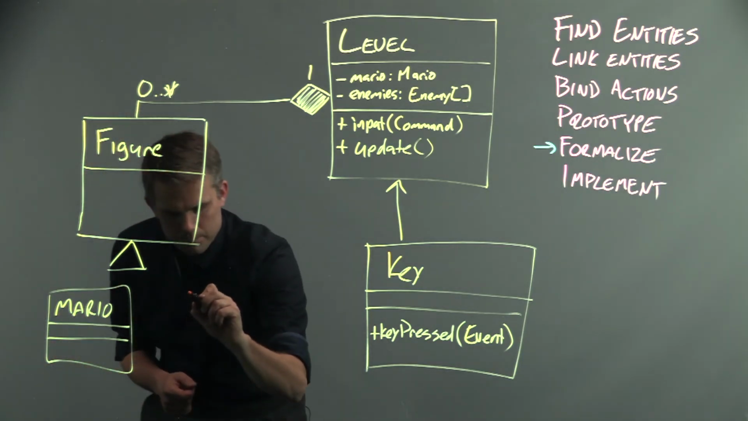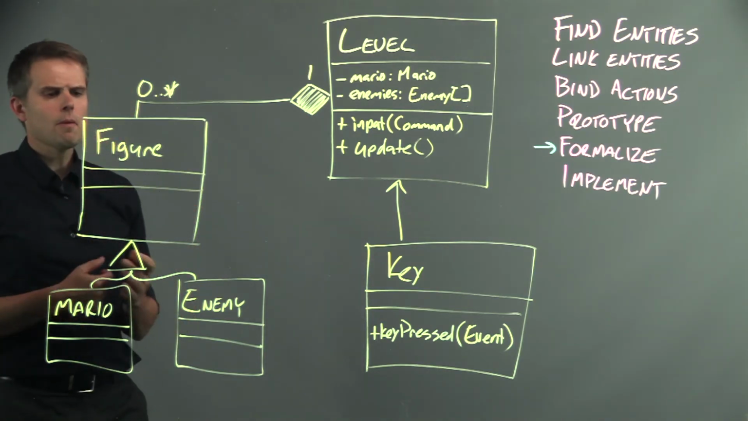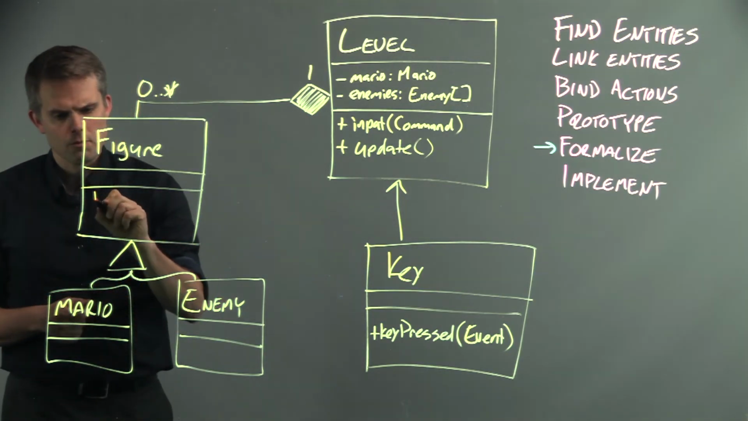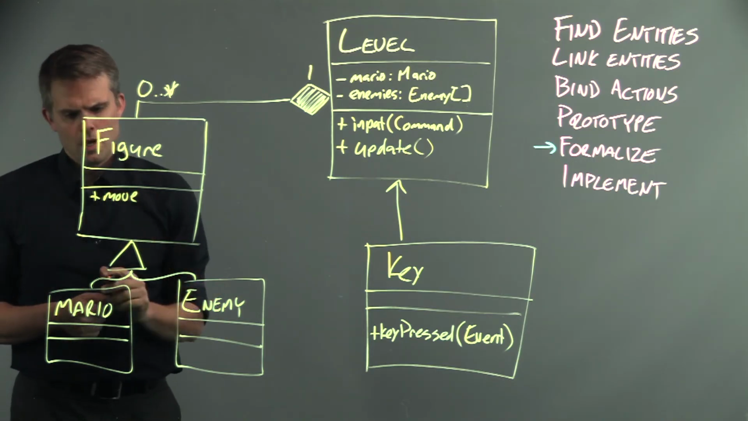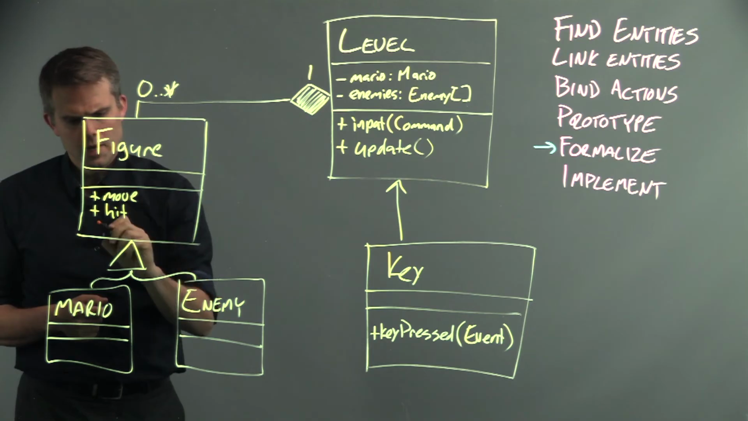And off of this, of course, we then have Mario and enemy. And then on figure, before we forget, right, there were 3 public methods that we added here, right? We had move, we had hit, we had collide.